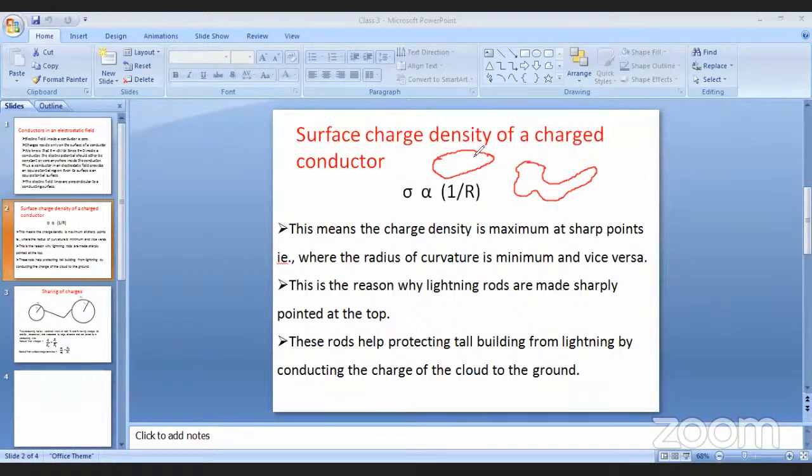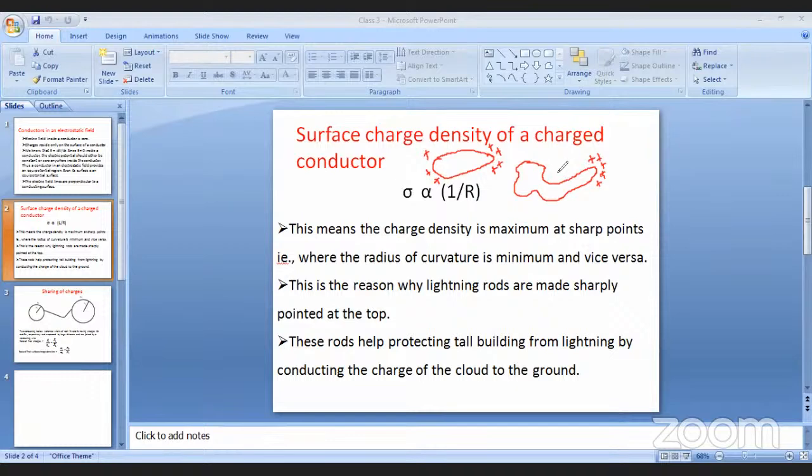Whenever you give some charges to the conductor, the charges are less crowded at the point where the radius of curvature is more. But at the sharp points, the density of charges will be more. This is called action of points. The conductor has the least radius of curvature here, so the charge density is more here. When the radius of curvature is minimum, the charge density is more, and it is vice versa. That means the charges always tend to move towards the pointed or sharp ends of a charged conductor.